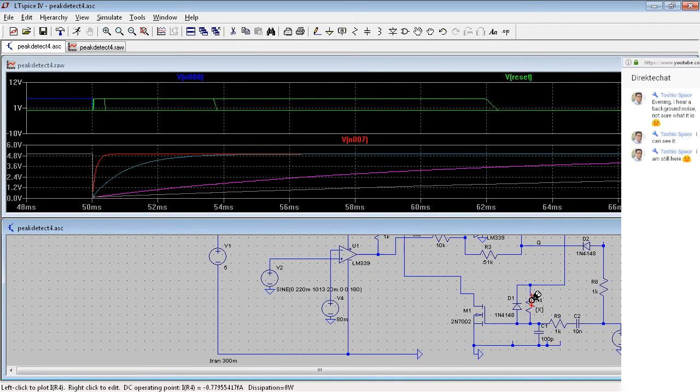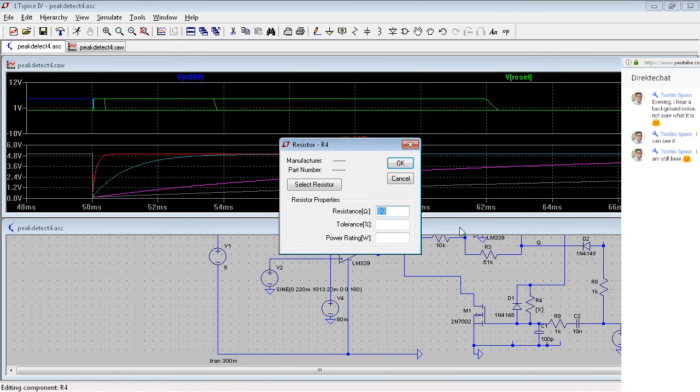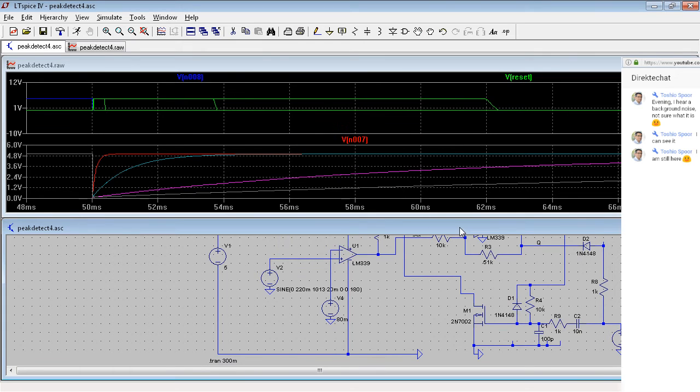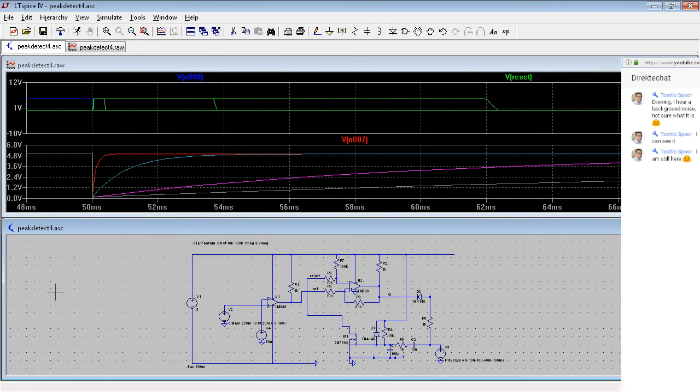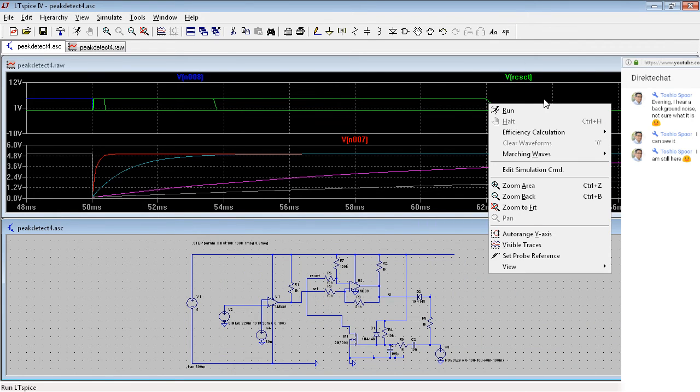So instead of X there, let's try 10K. That's great. So, I can see Toshi is here. Where did Marco or Mindflare go?